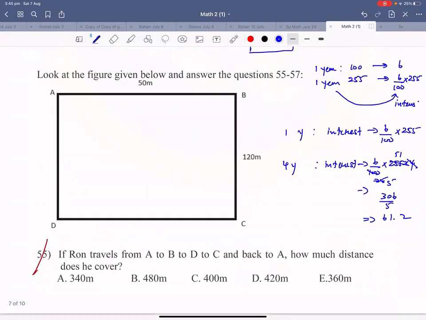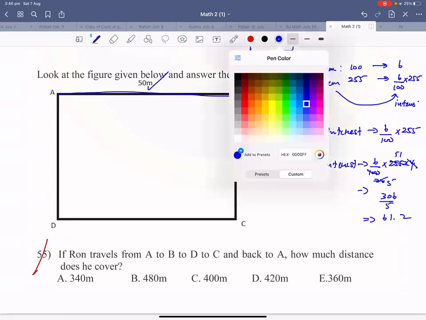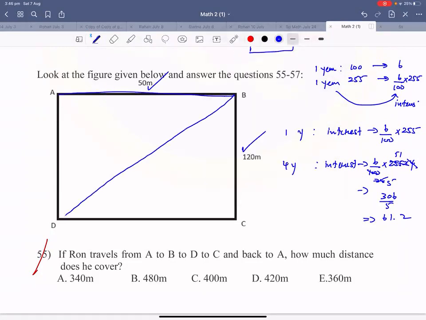Okay, so look at the figure, questions 55 to 57. So you have 50 here, 120 here. It's a rectangle. If Ron travels from A to B, and B to D here, this way, and D to C here. How much distance does he cover?